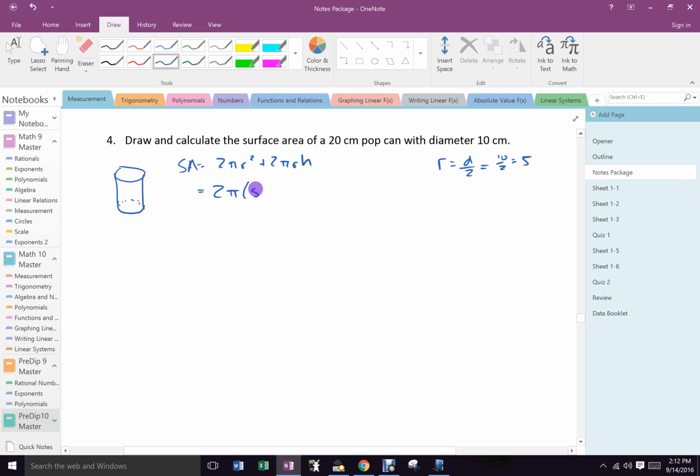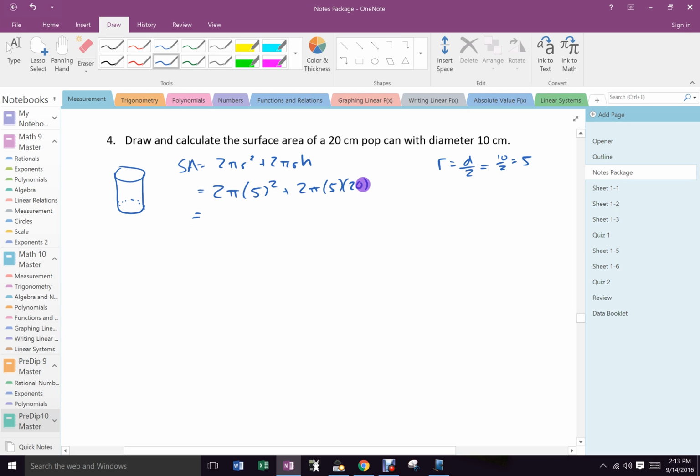So 2 pi r squared. Why is it 2 pi r squared? Because there's 2 circles, one on the top, one on the bottom, plus 2 pi r, oops, not r, 2 pi 5 h20. Now here's something that messes kids up on tests again. I'll sometimes draw the cylinder this way. Where's the height? Where's the h? Right here, right?